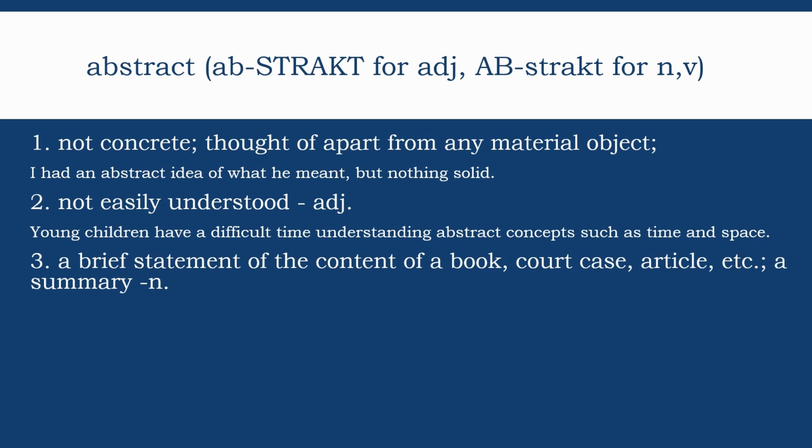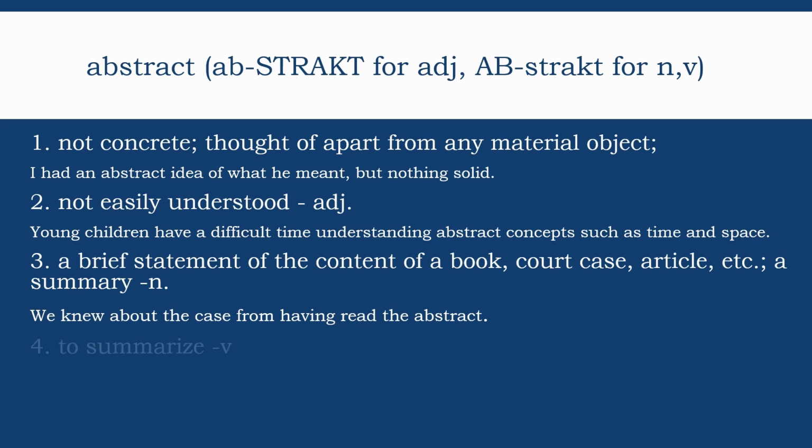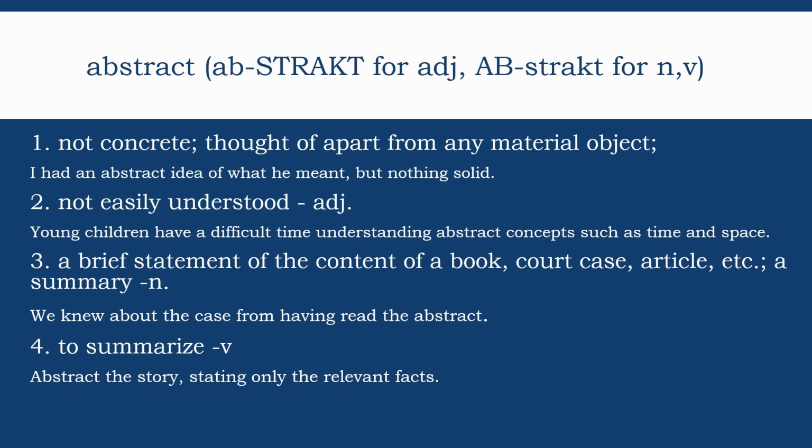Abstract, when used as a noun, means a brief statement of the content of a book, like a summary. For example, we knew about the case from having read the abstract. Abstract also means to summarize when used as a verb. For example, abstract the story, stating only the relevant facts, means summarize the story.